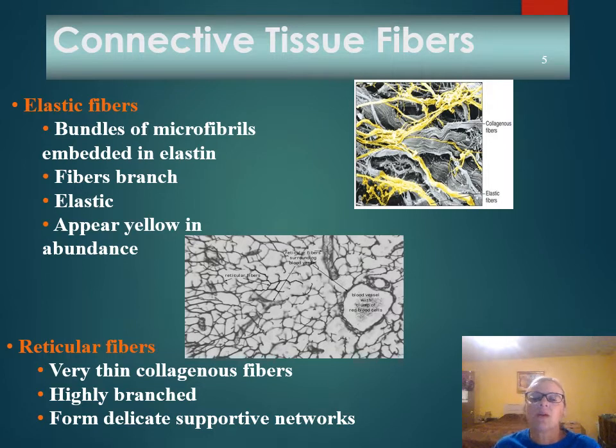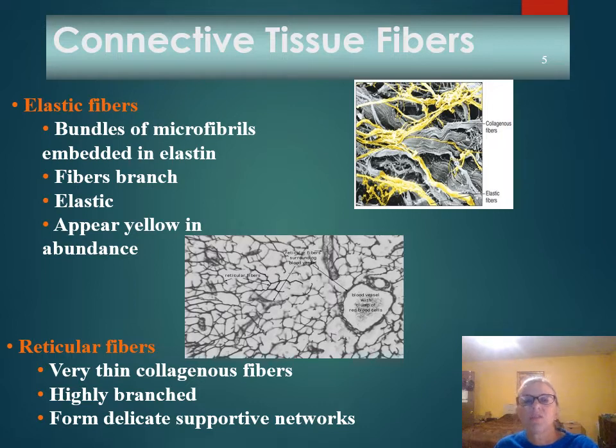They're found in areas of the body where stretching occurs, where you need to be able to stretch, like your vocal cords and your air passages. So they often are colored yellow, so we call those yellow fibers, and collagenous we call white fibers.